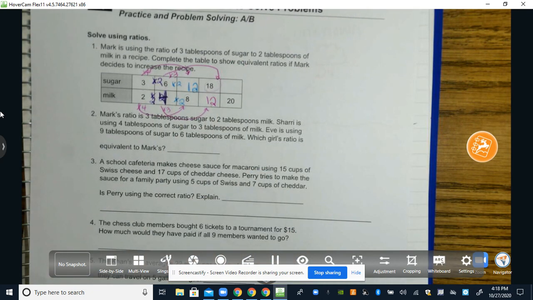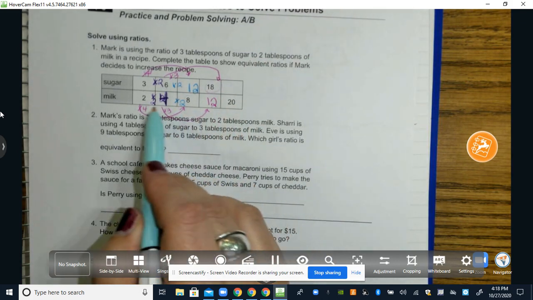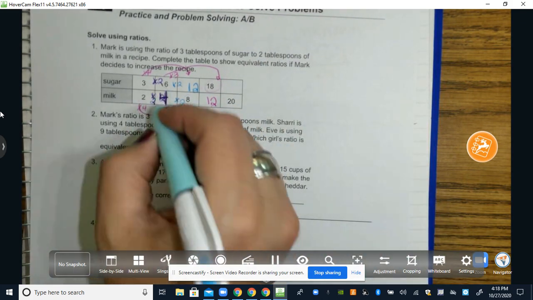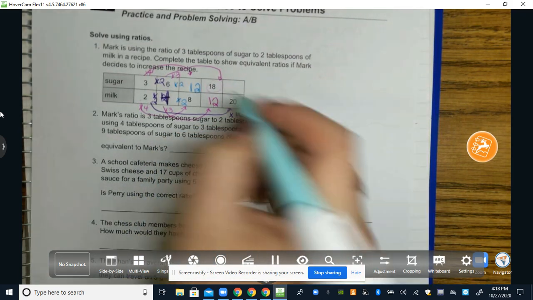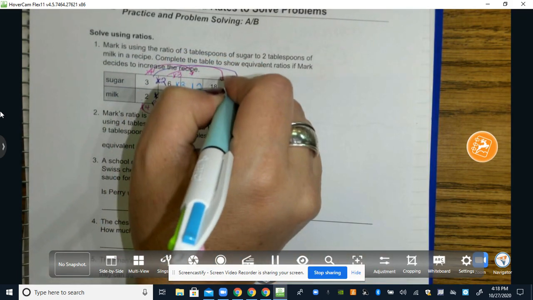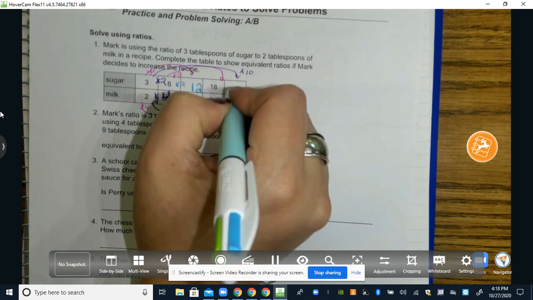Final one, how can I get a 20 out of using these numbers? Well, I look here and go, oh, wait, 2 times 10 gives me 20. So then to the top, 3 times 10 gives me 30.